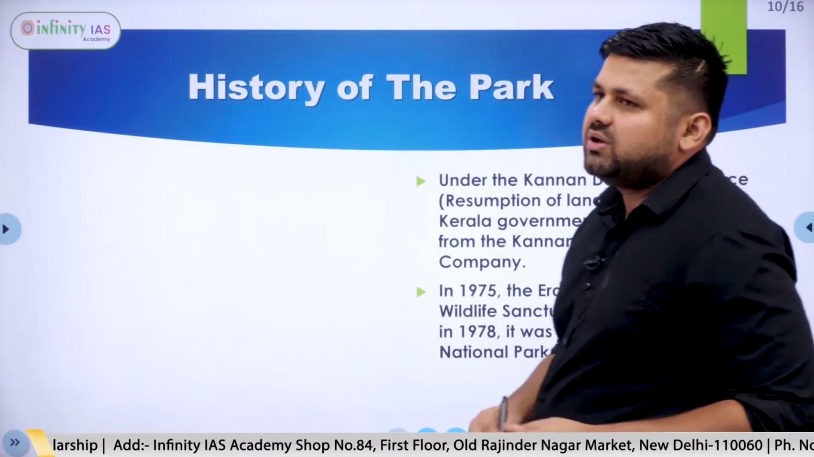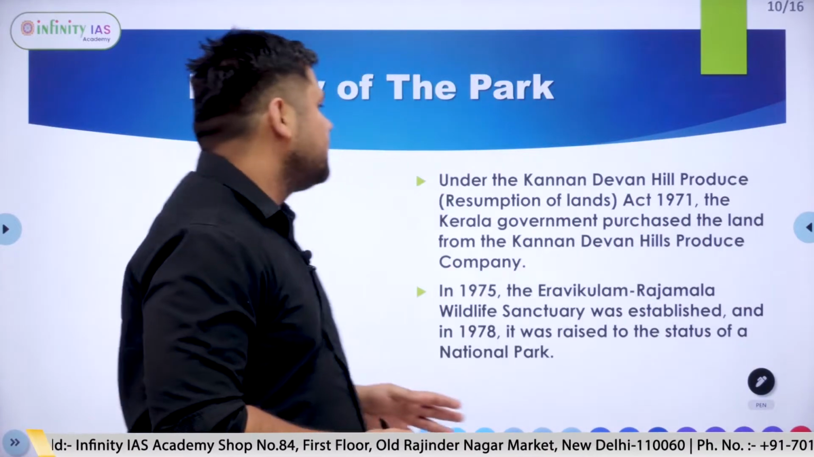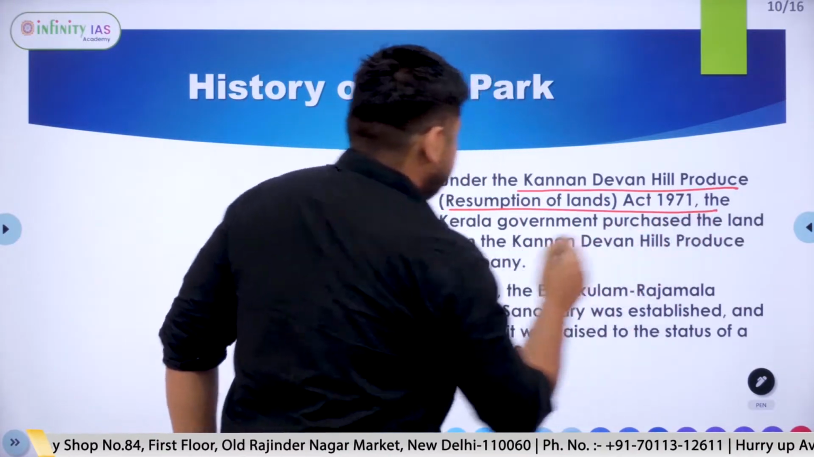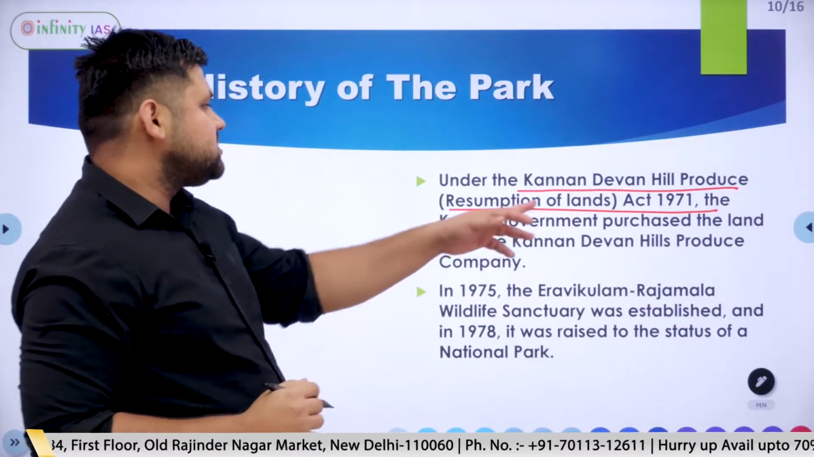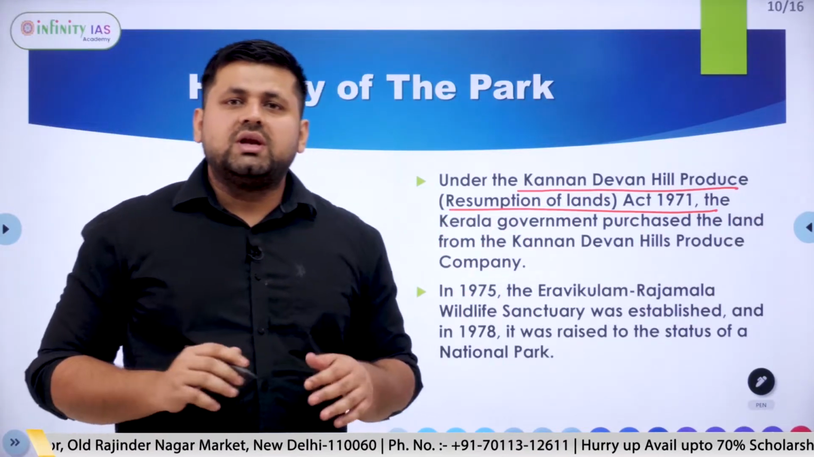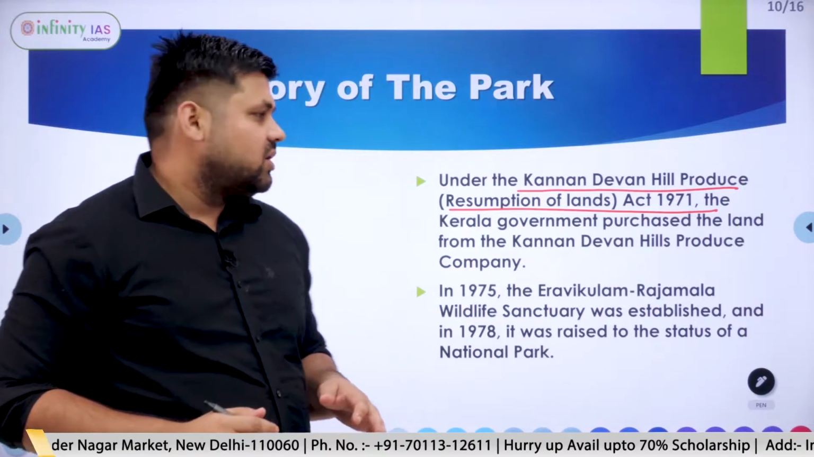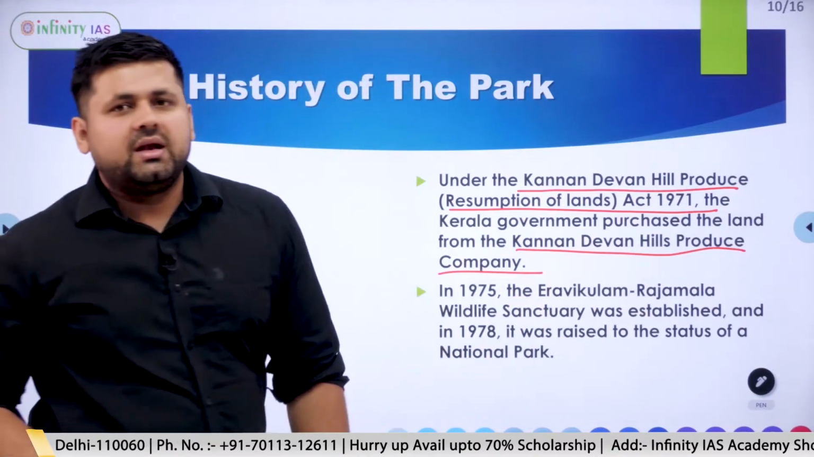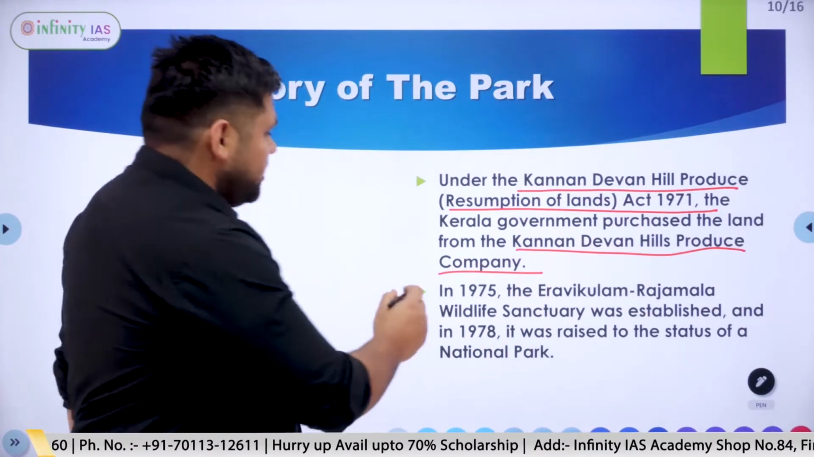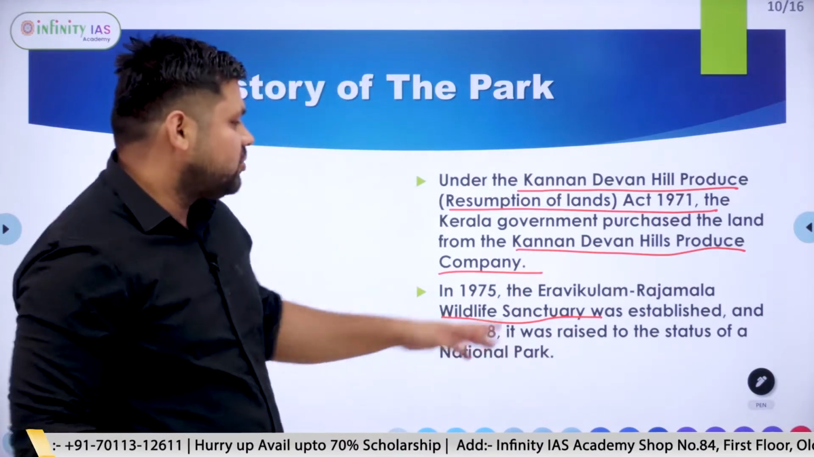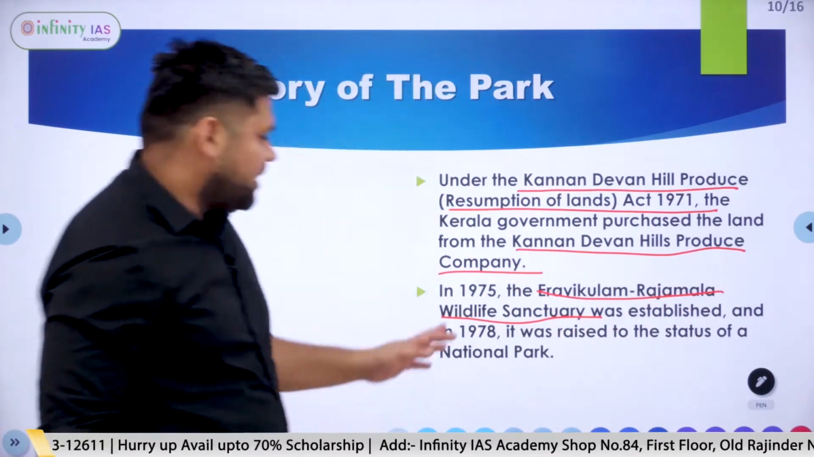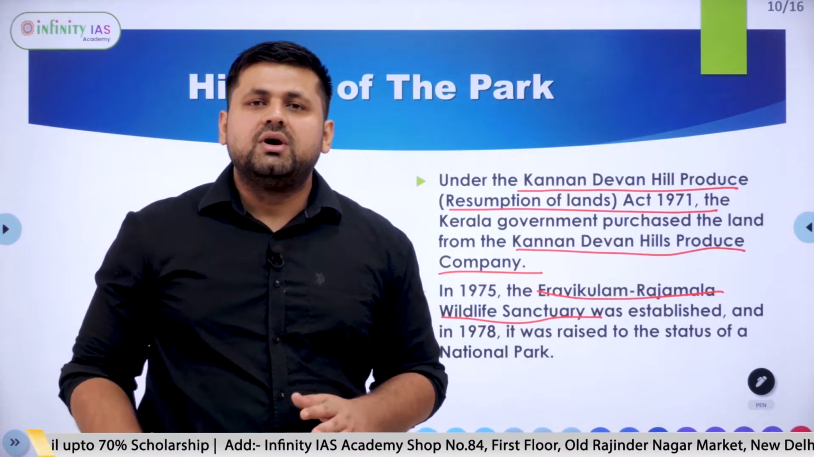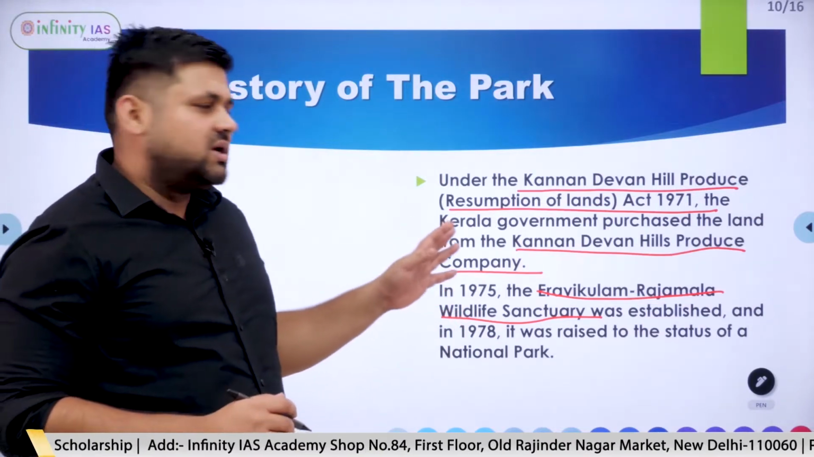So moving ahead further, we'll be discussing the history of the national park. Now, it was under the Kannan Devan Hills Produce Act when the state of Kerala purchased the land, that is, took the land for developing or declaring this national park from the Kannan Devan Hills Produce Company. And in the year 1975, it was declared a wildlife sanctuary with the name of Eravikulam Rajamalai Wildlife Sanctuary. And it was in the year 1978 when the status of national park was bestowed upon this sanctuary.